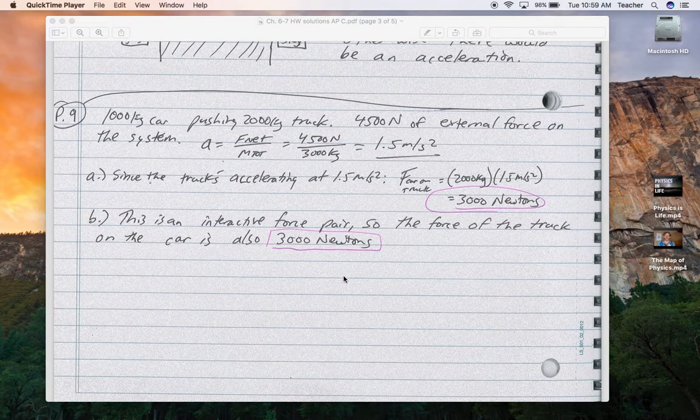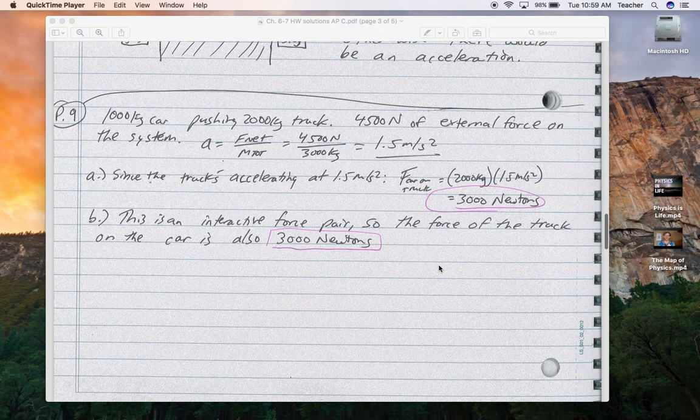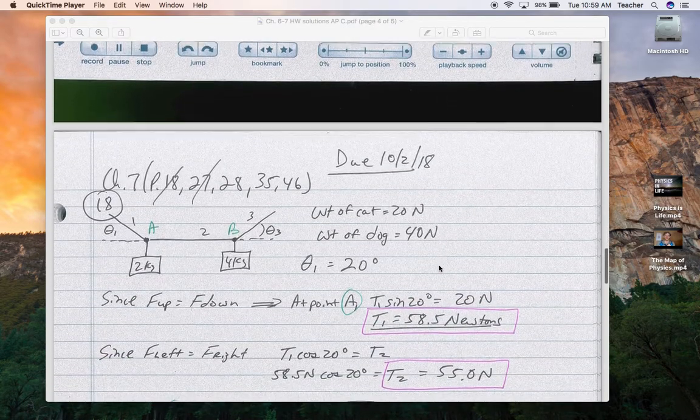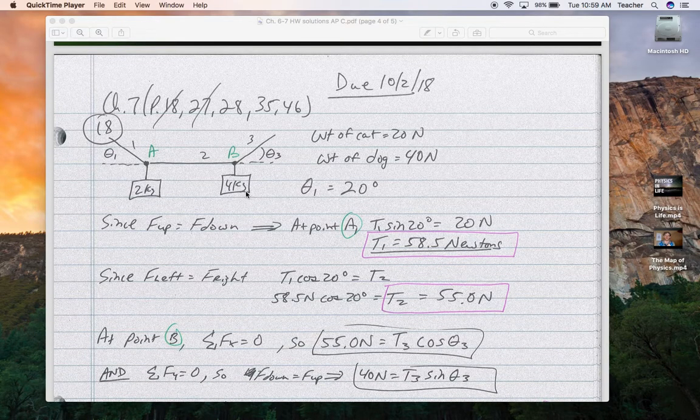So problem 9, 1,000 kilogram car pushing a 2,000 kilogram truck. Not much to say about that. 18 was pretty useful. The picture was kind of nice with a little cat and a dog there. So I thought about points A and B, which I've labeled as points of interest. So at both of those points, the objects have to be in equilibrium. So the right component of basically tension 2 is equal to the leftward component of tension 1. The upward component of tension 1 is equal to 20 newtons down. And once again, I'm using 10 newtons per kilogram in here.